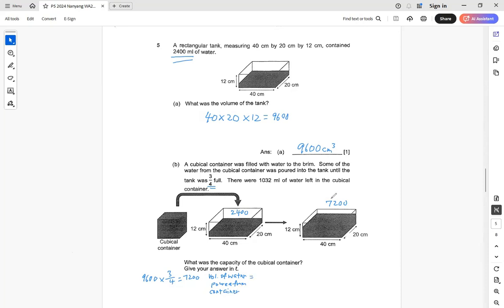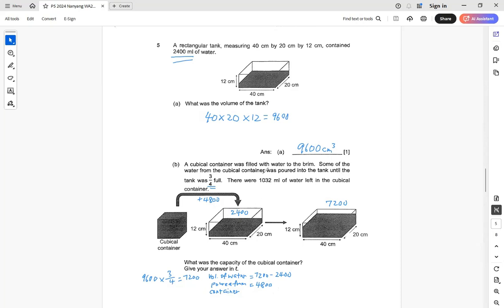Okay, we just take the after minus the before. So 7200, I subtract the before, 2400, I'll get 4800. So this amount of water, I pour inside this one. Okay, so I know that this amount of water is being poured into this. So 4800 ml was poured into this.